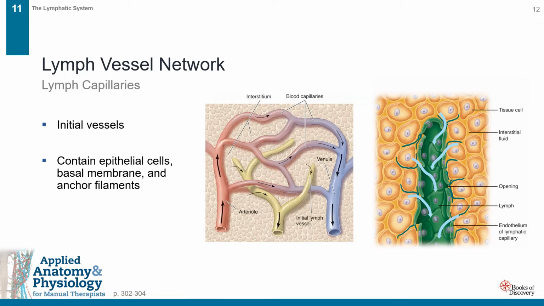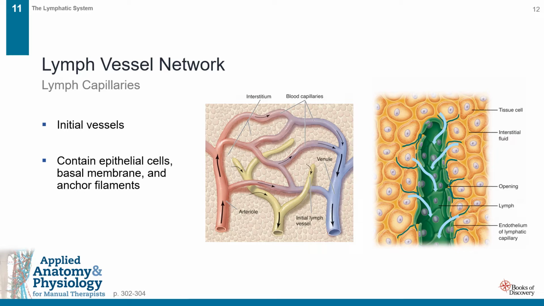Let's take a closer look at the lymph capillaries. Lymph capillaries, or initial vessels, are the smallest and first vessels in the lymphatic network. They entwine with the cardiovascular capillary bed and are described as blind-ended because they begin as snub-nosed tubes in the interstitial spaces of the subepidermis.